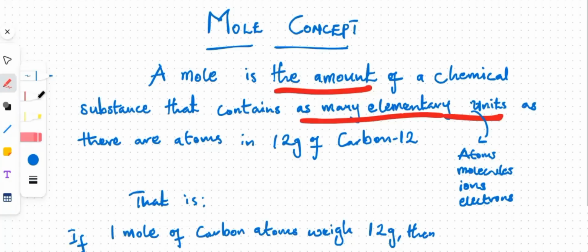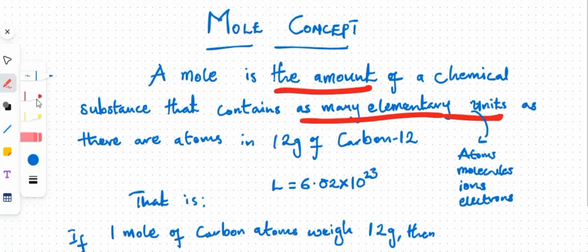And what is that number? What is that "as many" here? That "as many" is talking about your Avogadro's constant, which is represented as L, equal to 6.02 times 10 raised to the power 23. So just hold it in your mind. We can say that a mole is the amount of chemical substance that contains 6.02 times 10 raised to the power 23 units, as there are atoms in 12 grams of carbon-12.